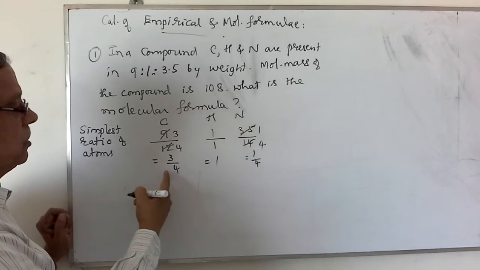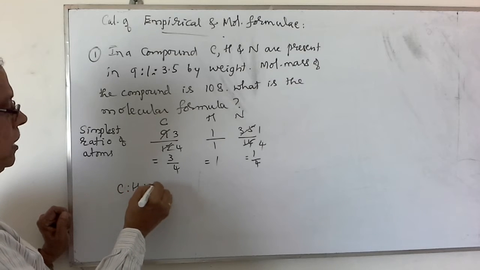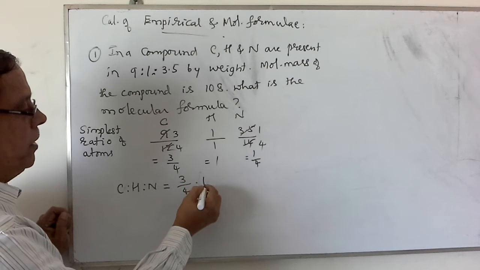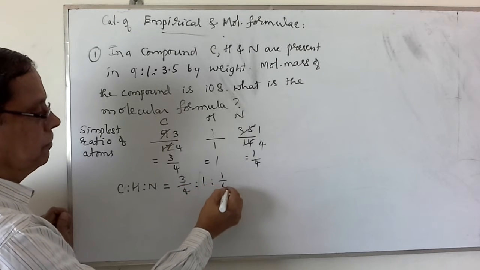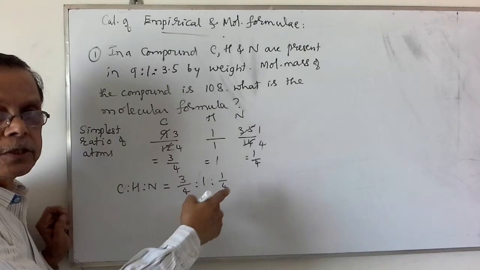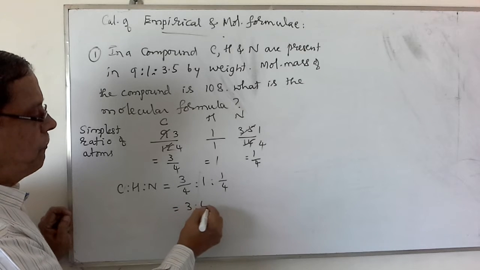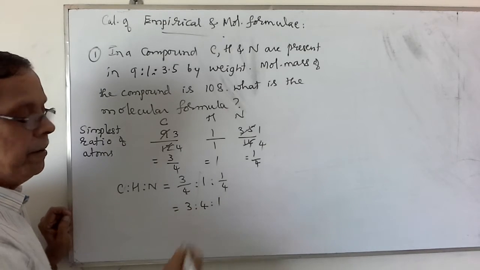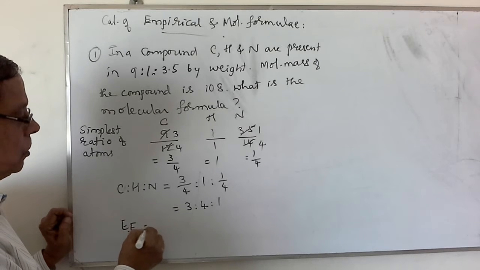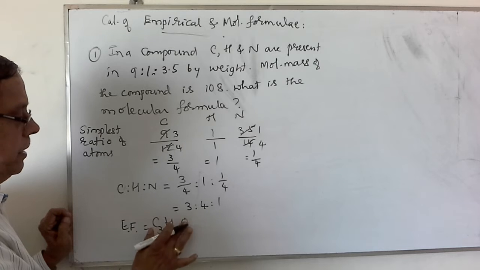Now the ratio of carbon to hydrogen to nitrogen is 3 by 4 : 1 : 1 by 4. If you multiply all these ratios by 4, you will get 3:4:1. Therefore, empirical formula is equal to C3H4N.